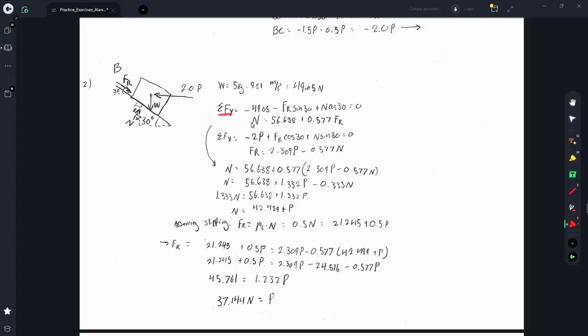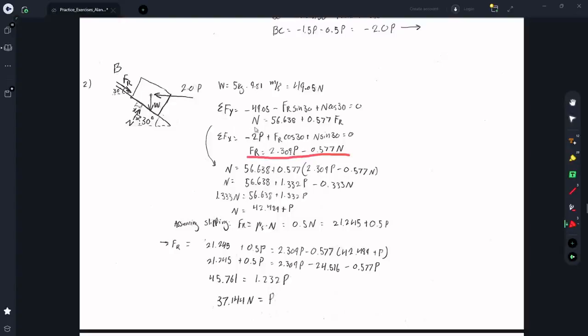Summing all of these, we can solve for N in terms of F_R, which is a friction force right here. What I did then was sum the forces in the x direction and set that equal to zero. We have the force from joint C, negative 2P because it's in the negative x direction, the x component of the friction, F_R cosine 30, and then N sine 30 to get the x component of that. Summing all of these, we can solve for the friction force in terms of P and N, which is this.